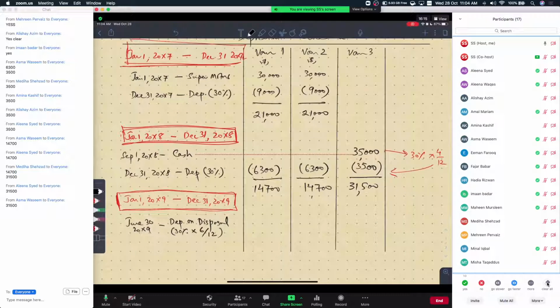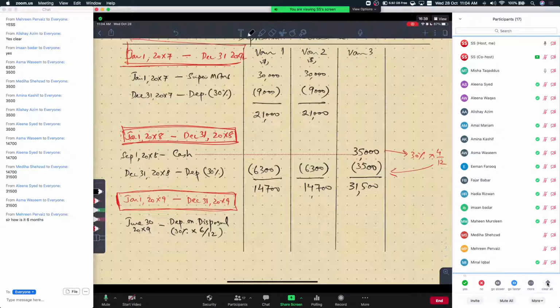So in the current year, our current year starts from 1st of January and goes to 30th of June, so that is 6 months. If you calculate from January to June in 20x9, that makes 6 months, is it? Sir, is this the same thing as 30% of 4 over 12?